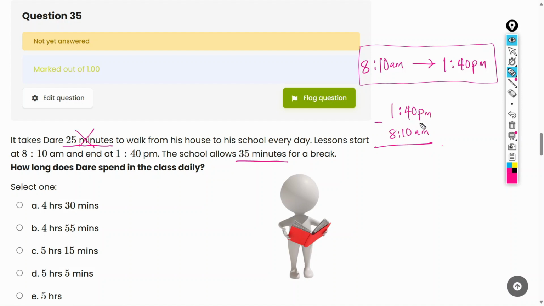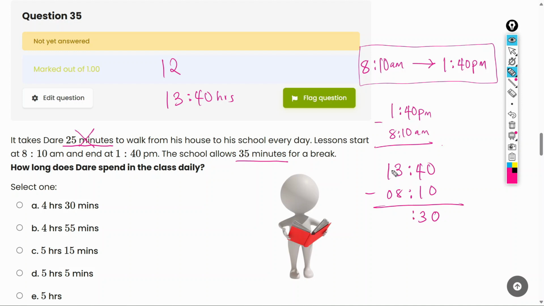Now, because this is in p.m., we need to change it to 24-hour time. You recall that your clock stops at 12 and then starts counting from 1 again. So 1:40 p.m. will be 12 plus 1, that's 13:40 hours. So that's 13:40 minus 08:10 hours. So 0 minus 0 is 0.